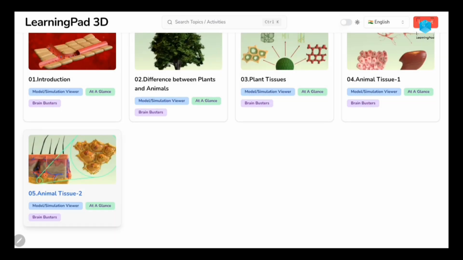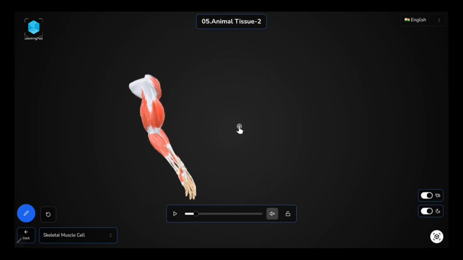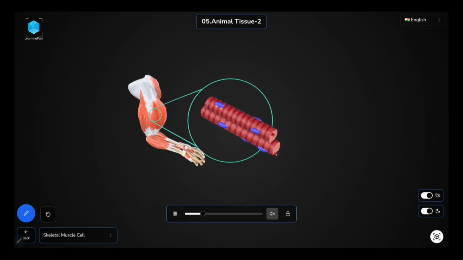We are going to study about animal tissue. First, we are going to study the skeletal muscle. Skeletal muscles are present in our limbs, muscles which we consciously move, and they are responsible for voluntary movement. You can see here how the hand is moving up and down.